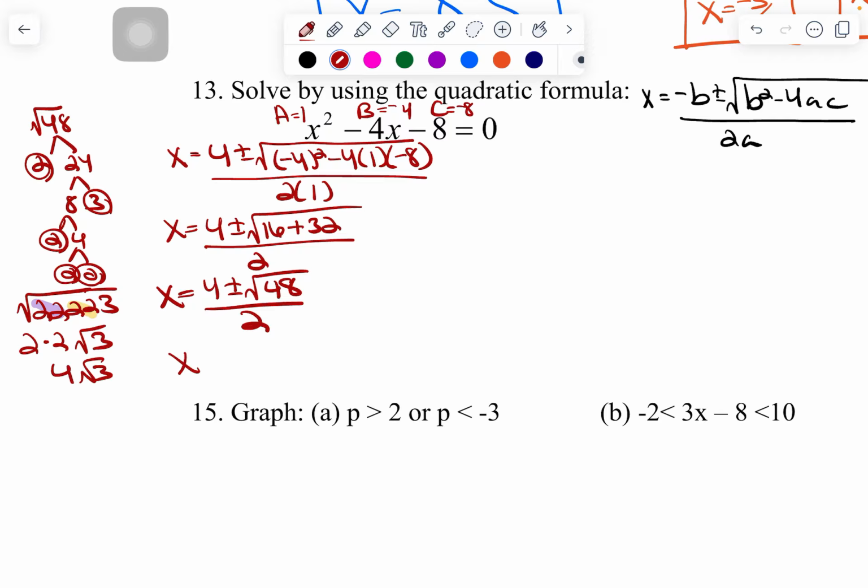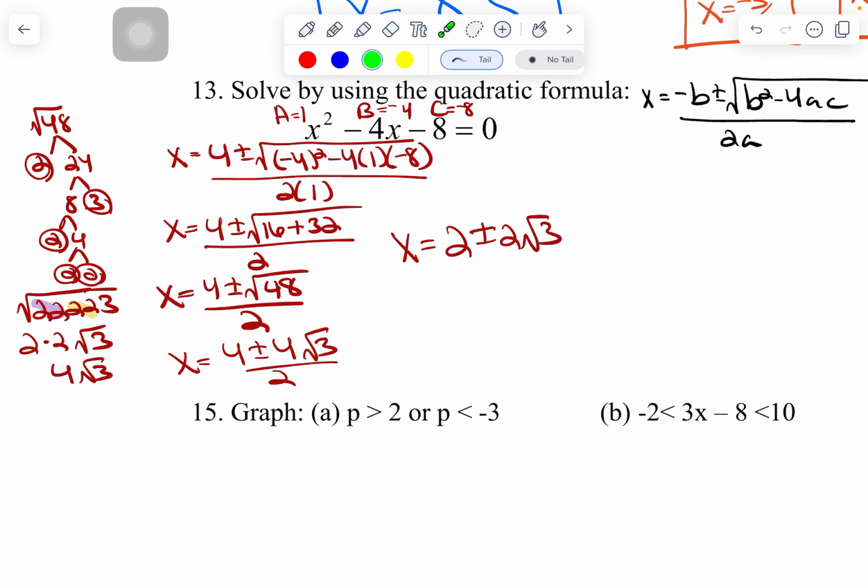All right, so x is equal to 4 plus or minus 4 root 3 all over 2. And you're going to recognize, hopefully, that 4, 4, and 2 are all divisible by 2. So x is equal to 4 divided by 2 is 2. And then another 4 divided by 2 is 2, so plus or minus 2 root 3. And then 2 divided by 2 is 1. I am way too lazy to write that denominator of 1. So x is equal to 2 plus or minus 2 root 3 for number 13.